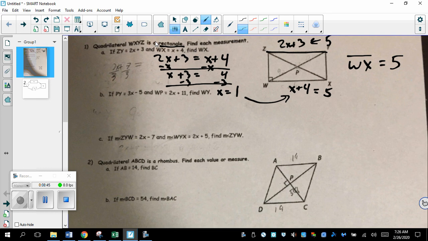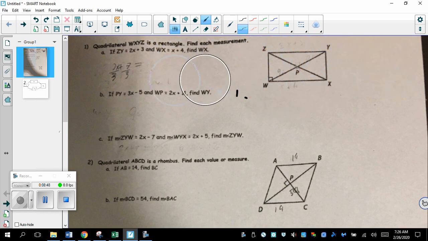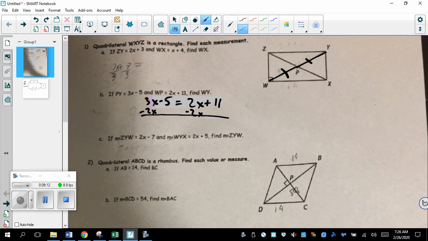All right, next question, what do we got? PY, right here, PY is 3x minus 5, and WP is 2x plus 11. Same thing again. You know that these will bisect each other, right? So we know that 3x minus 5 is equal to 2x plus 11. Again, we subtract 2x from both sides. I get x minus 5 is equal to 11. I'm going to add 5, and find out x is equal to 16. So x is equal to 16. We've got to plug that back into these equations. So WY.